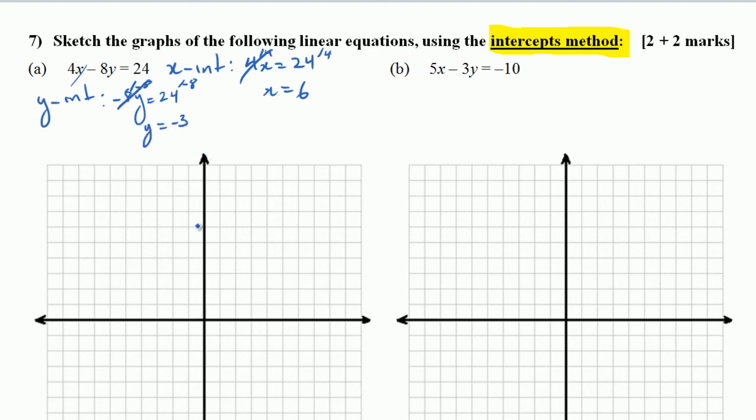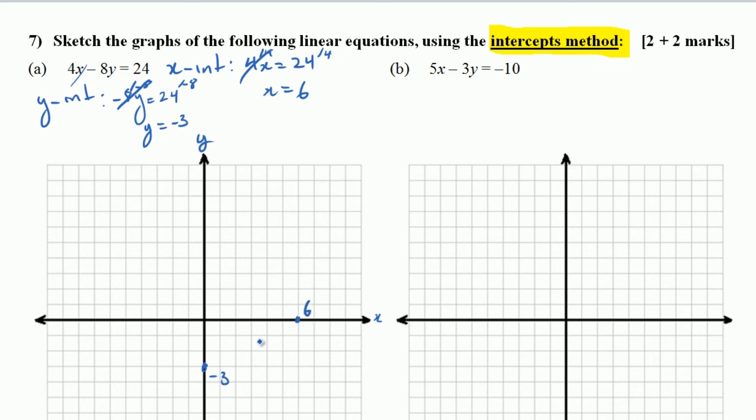Well, let's put that on the graph. So if that's the y-axis, and we'll label it, and that's the x-axis, and we'll label it. We should have the y at negative 3. So 1, 2, 3, that's there, and let's label it as well, negative 3. We should have the x on the 6. So 1, 2, 3, 4, 5, 6. So we should be there, and that should be 6.